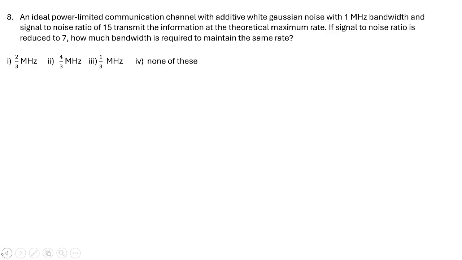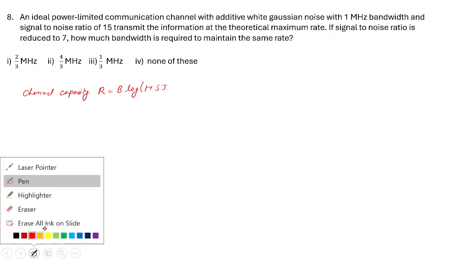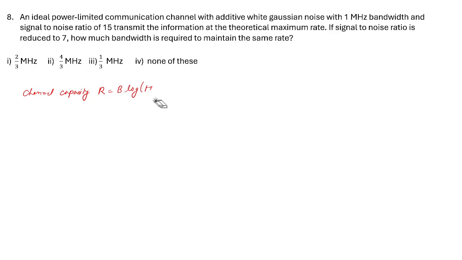That is another way of saying that the probability of correct detection or successful reception is 1. That is the channel capacity, and we obtain the channel capacity expression R as B log of 1 plus SNR. I am writing signal to noise ratio as SNR here.